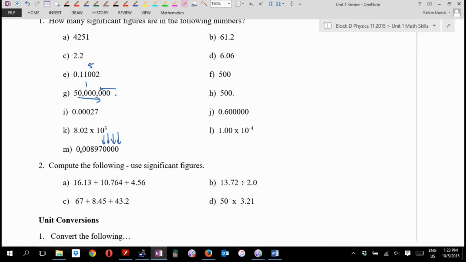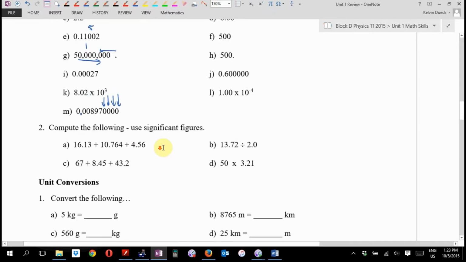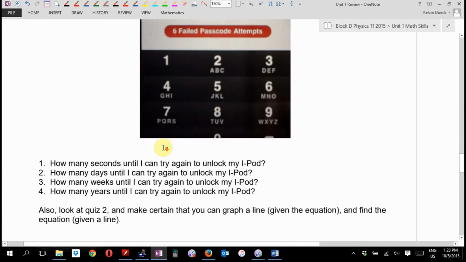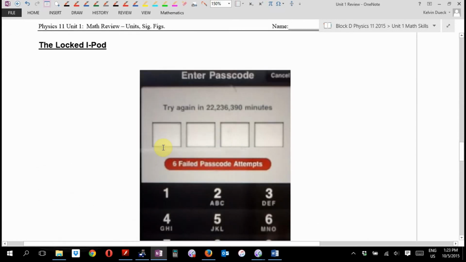The locked iPod. Sorry? The locked iPod? A nice little unit conversion. Here's the number. How many seconds? So how will I start this? I write down what they gave me, always. It's going to be 2, 2, 2, 3, 6, 3, 9, 0, and that's in minutes.